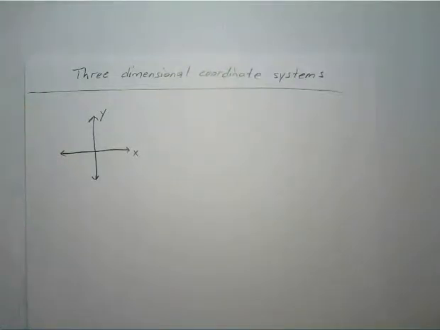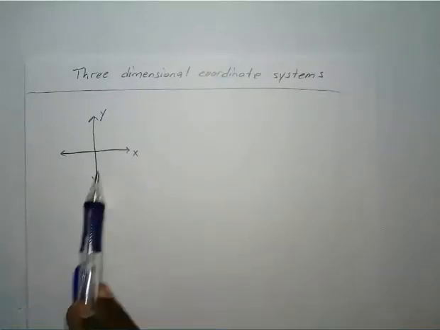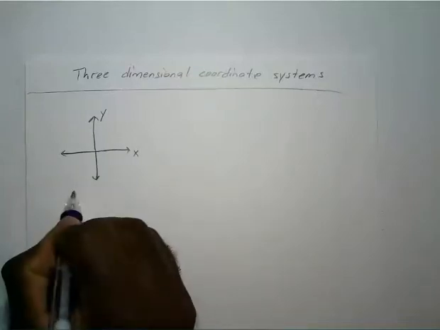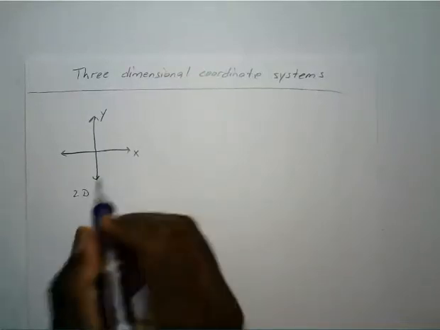Hello everyone. In this video we will be looking at three-dimensional coordinate systems. Before we go into three-dimensional coordinate systems, we're going to take a quick look at a two-dimensional plane. This should look pretty familiar, just your XY axis. This is your two-dimensional plane.